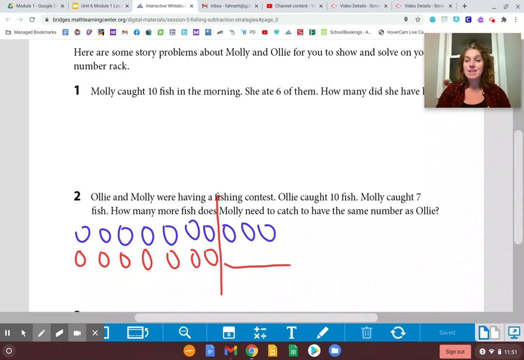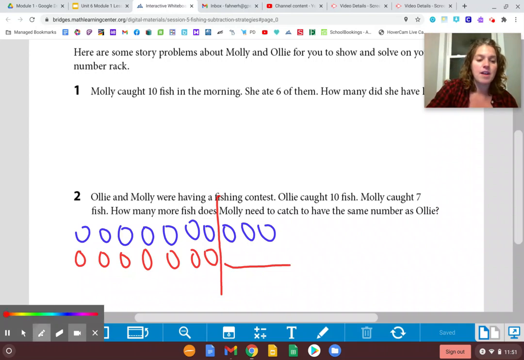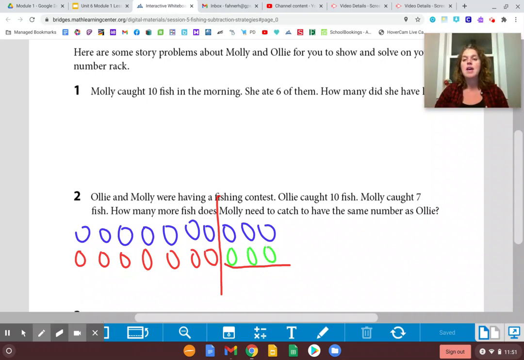One, two, three. Let me see. Right, she would need 3 more to be the same as him. She would need 1 to match there, 1 to match there, and 1 to match there. She would need 3 more to equal the 10 that Ollie has.